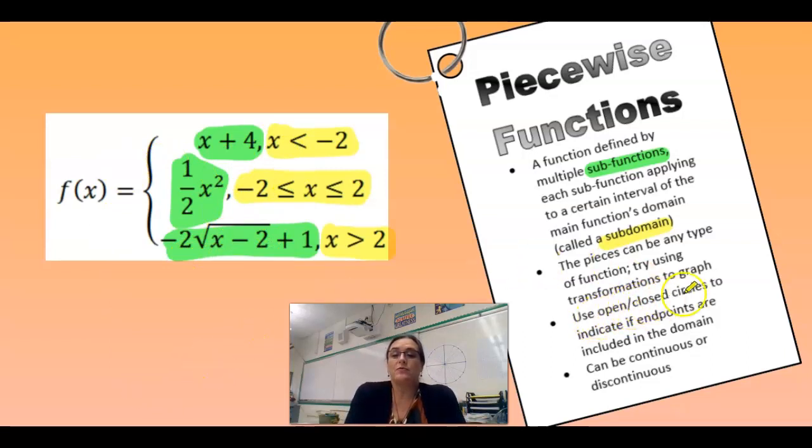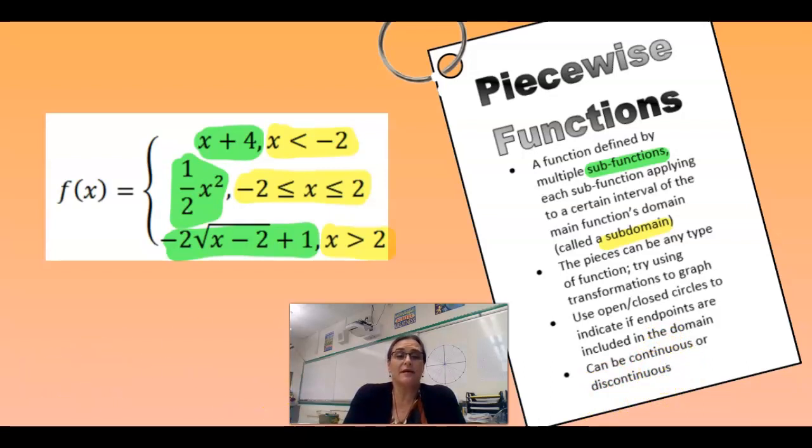Then we'll use open and closed circles to indicate if endpoints are included in the domain. That was also covered in Unit 1. So whenever there's an equals in our subdomain, for example, here -2 is less than or equal to x, and x is less than or equal to 2, those would be closed circle endpoints. But the other subdomains, x strictly less than -2 and x strictly greater than 2, would be open circles because there's no equals. And piecewise functions can be continuous, or they can have any of the discontinuities that we talked about in our last lesson.